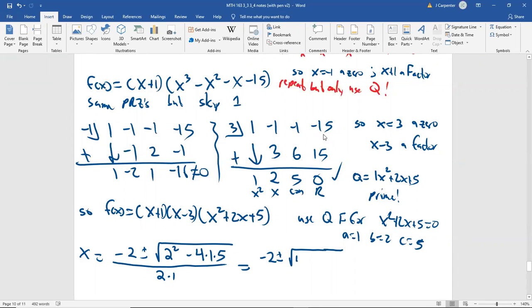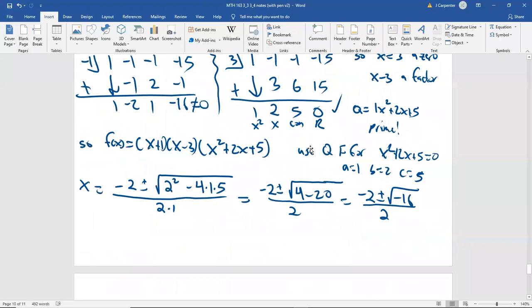All right, so again, 4 minus 20 all over 2. 4 minus 20 is negative 16, so that's negative 2 plus or minus the square root of negative 16 over 2. Well, we know the square root of negative 16 is 4i, not just 4, 4i. And 2 is a factor of all the tops and bottoms. There's no square root, so we can reduce this.